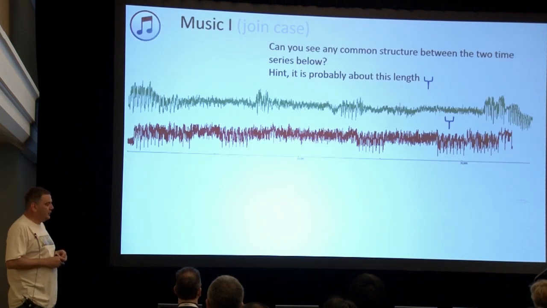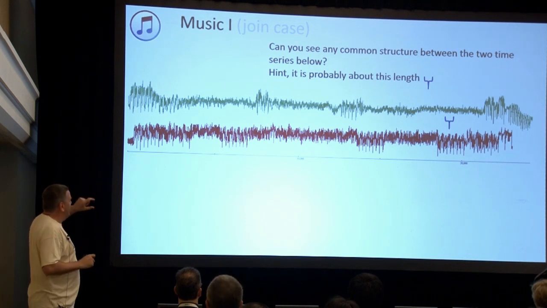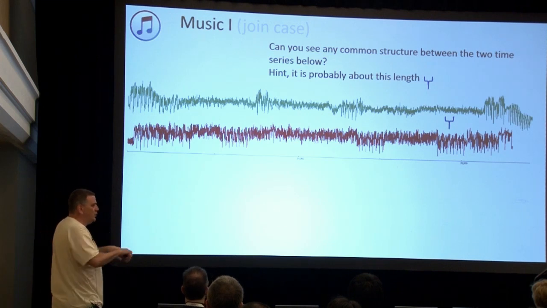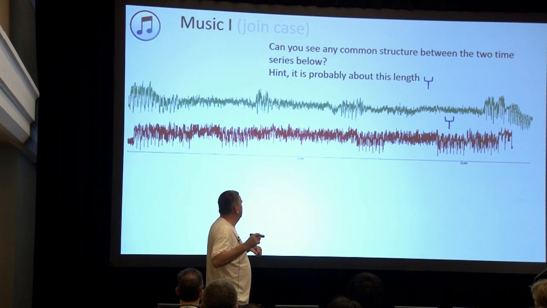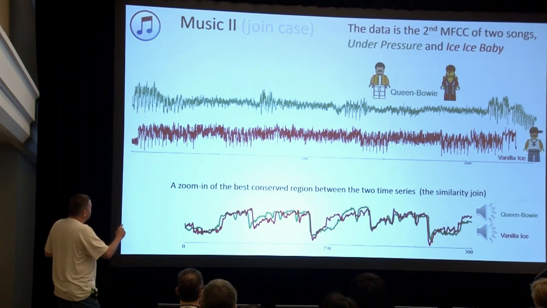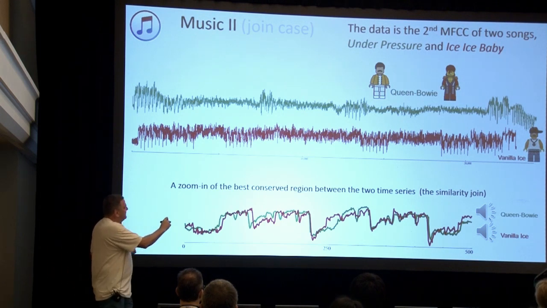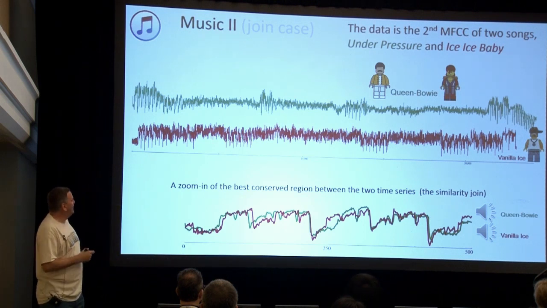Okay, so here are two examples of a join. Here are two time series, and the question is, if I join them, is there any similarity between them? In this case, there are two very different objects. There should be no similarity between them, as we'll see. And when I join them, I find there is similarity. The best join subsequence is this thing here, which is clearly very, very similar. And you can ask what that actually is. Many of you will know this already.